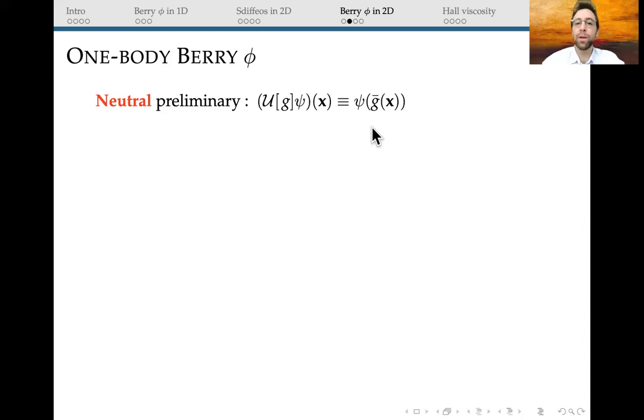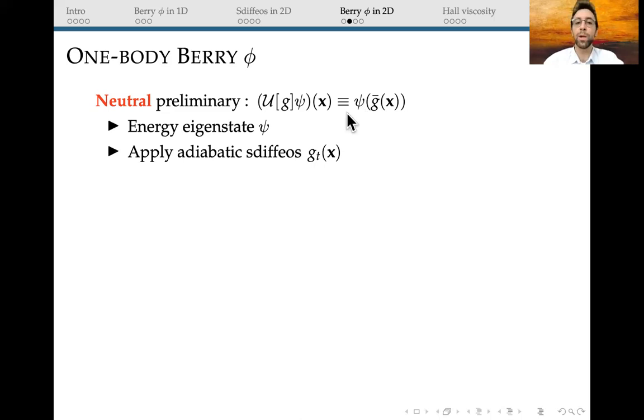Then, as diffeos act on wave functions according to this simplified formula, there's now no compensating gauge transformation on the right-hand side, and of course, we can assume that we pick some energy eigenstate psi, we act on it with certain time-dependent diffeos g_t, and we can ask what's the ensuing Berry phase. Well, let's address this question.